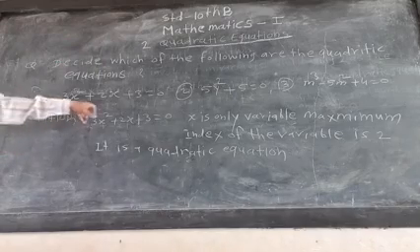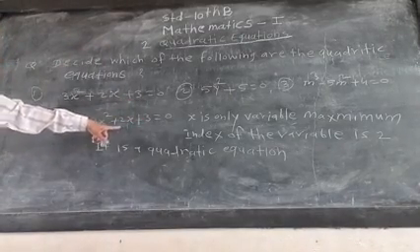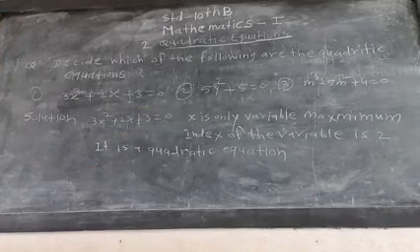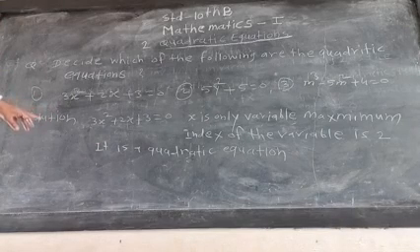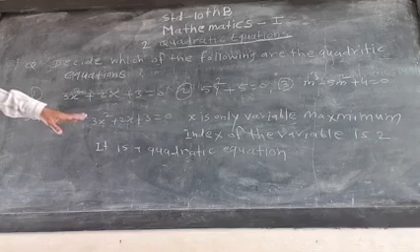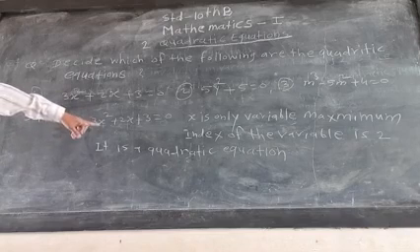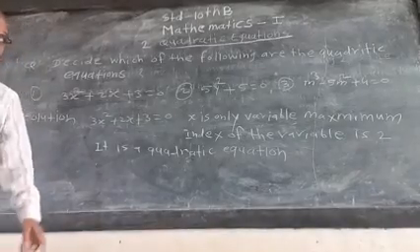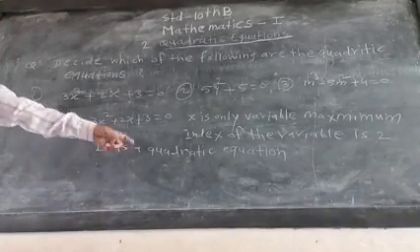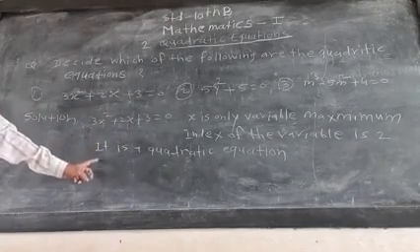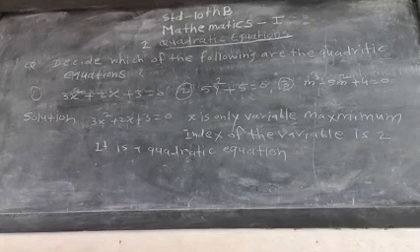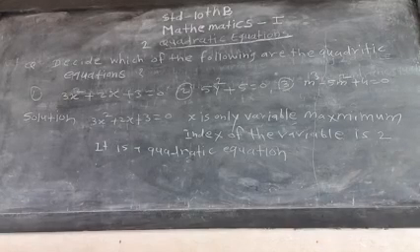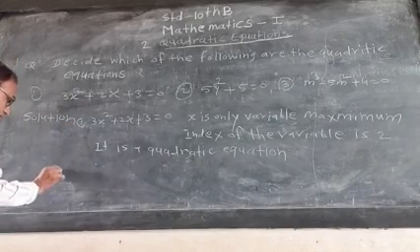Again I tell you, decide which of the following are quadratic equations. Solution. Take your first equation, 3x square plus 2x plus 3 equal to 0. Observe this equation. x is the only variable and the maximum index of the variable is 2. So it is a quadratic equation. Now we see the next equation.